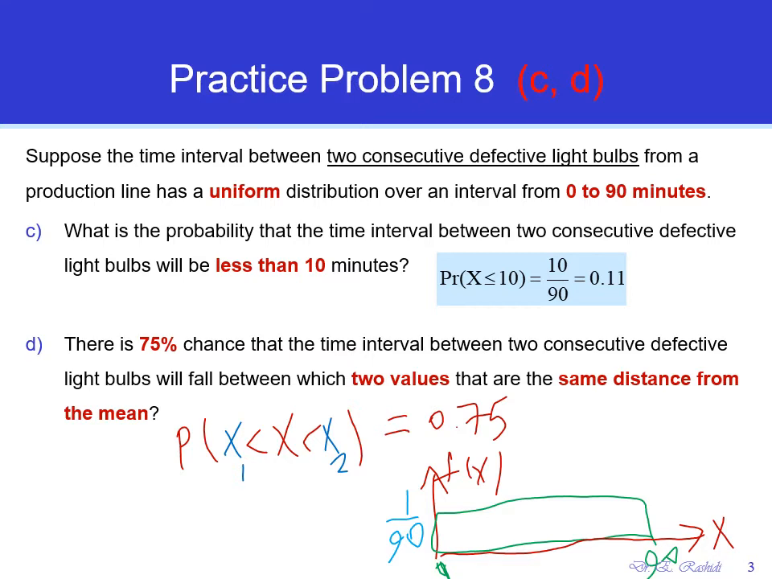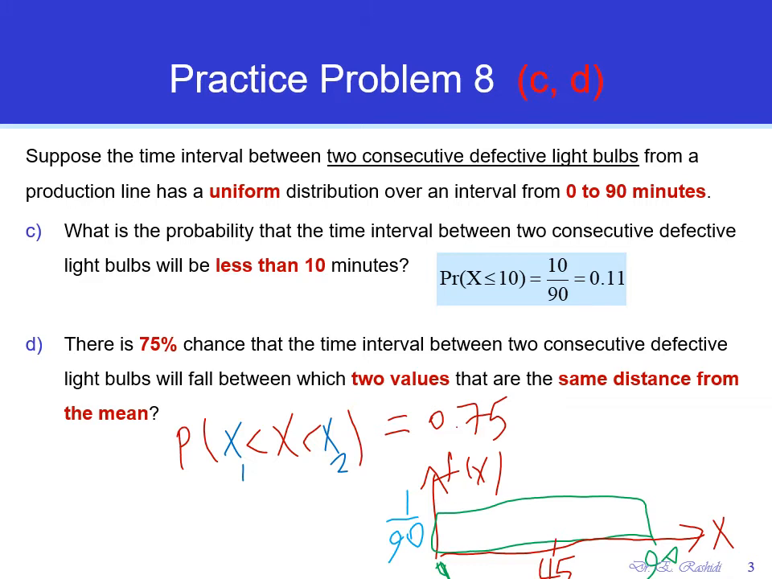It says x1 and x2 are the same distance from the mean. So we need to find the mean first. What is the mean of this distribution? For the uniform distribution it is a plus b divided by 2, which is 0 plus 90 divided by 2, which is 45. So I'm going to mark 45, which is in the middle here. That's our mean.